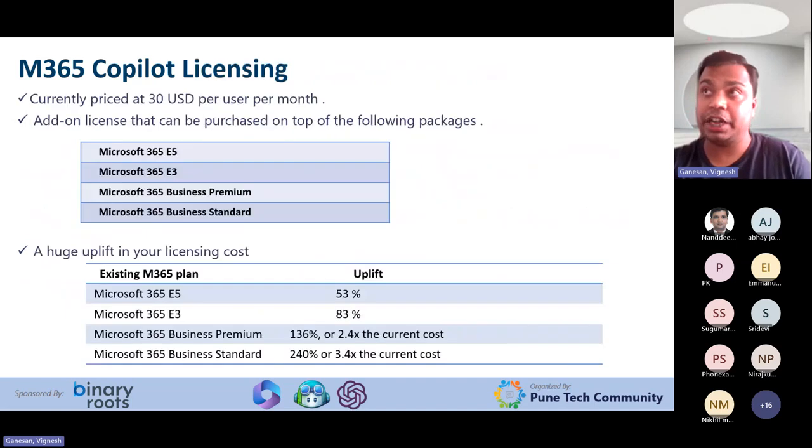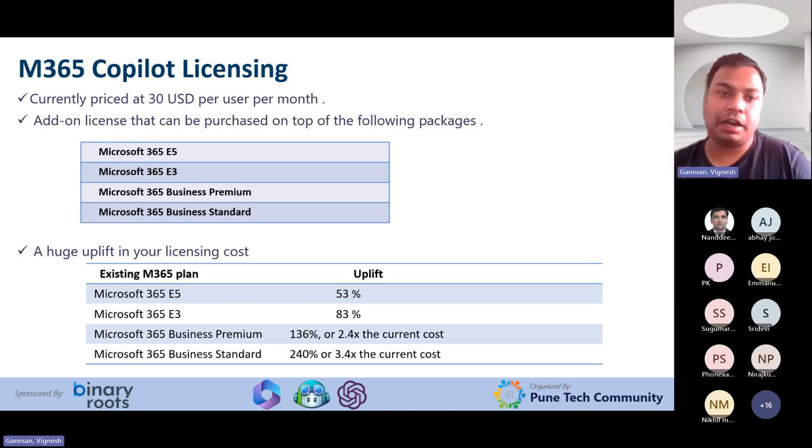Now, speaking of the licensing, to dive more into it, as of today, it's priced at $30 per user per month. Boy, that's a lot, right? So it's 30 USD per user per month. And as I said in the previous slide, it is an add-on license that can be purchased on top of the following packages. E3, E5 for the enterprise queue. And if you're a small, medium business, then of course the business premium and business standard. So you need to be in any one of those queues to apply M365 Copilot as an add-on.